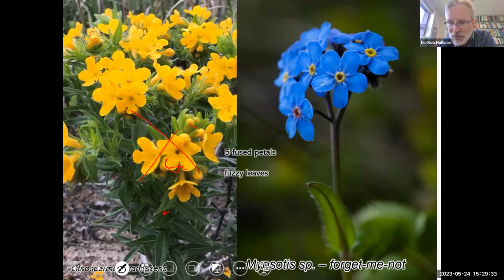But forget-me-nots, you can't really see the leaves very well in this, but what is cool is you can see the hairs on the leaves in this picture really well. And those are just such pretty flowers, right? You can't forget a forget-me-not, right? Blue flowers with the little yellow eye. But it's the fused petals, 5 fused petals, and the hairy leaves that you're really looking for in the family.